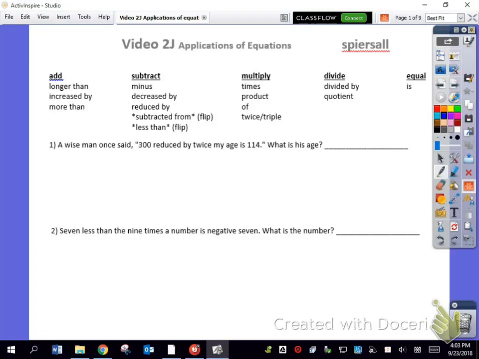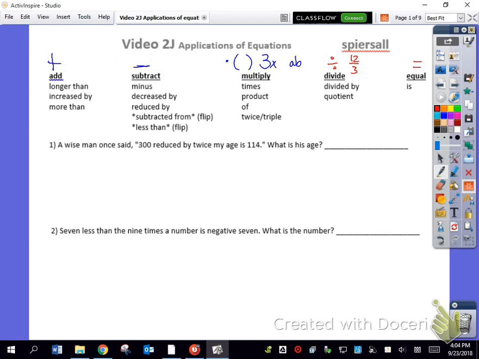As a reminder, add is plus, subtract is minus. Some things that show multiplication are a dot, parentheses, or if you have a number next to a variable, or if you have two variables next to each other, it means multiply. Divide, or you can have 12 divided by 3, and then you've got equals.